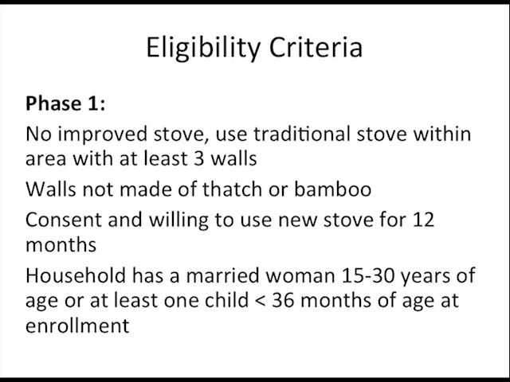Okay, so the eligibility criteria for the first phase of the study, and this really applied to most people, were that they didn't have an improved stove, and they had a house that had at least 3 walls enclosing this traditional stove. And I'll show you some photos of what these stoves look like. The idea there was there are people who have these stoves and use them outdoors. And that's not so interesting to us. I mean, it is of interest, but in terms of understanding the indoor air pollution. And then we have some houses that have walls made of thatch or bamboo, and we had concerns about fire safety implementing these stoves in that kind of household. So we did not include them.